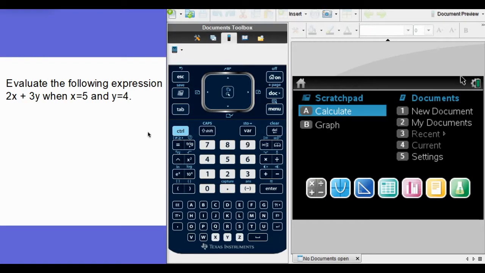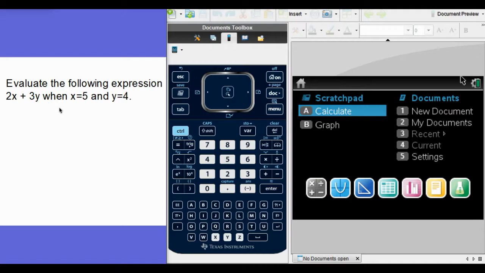So today we're going to be talking about evaluating expressions or functions. And while that's stuff that you can definitely do by hand, we want to show you how you can do it on the Nspire because when you use the Nspire, it can keep you from making mistakes. And especially on a test, we don't want to make any simple mistakes.